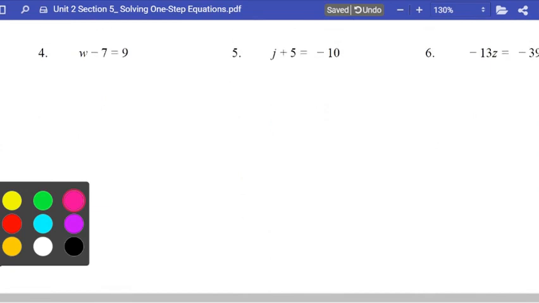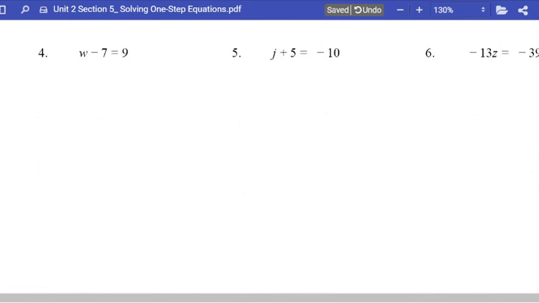All right, this time, w minus 7 equals 9. Think to yourself, what's keeping w from being alone? What's it doing to w, and how do I undo it? The thing that's keeping w from being alone is the negative 7. It's being subtracted, so I'm going to add 7 to both sides. Very simply, w equals 9 plus 7, which is 16.